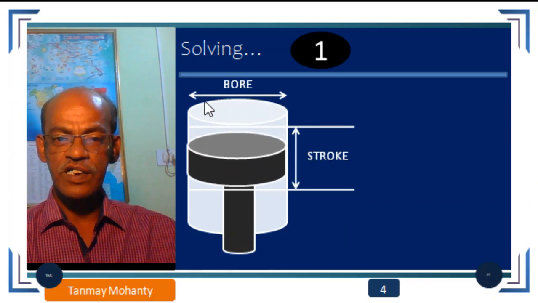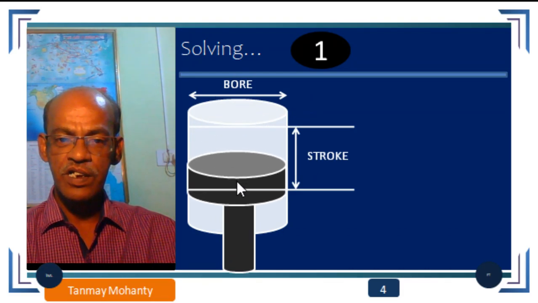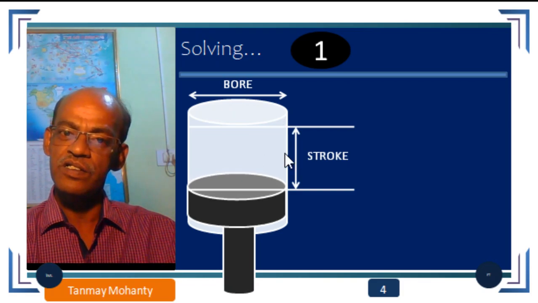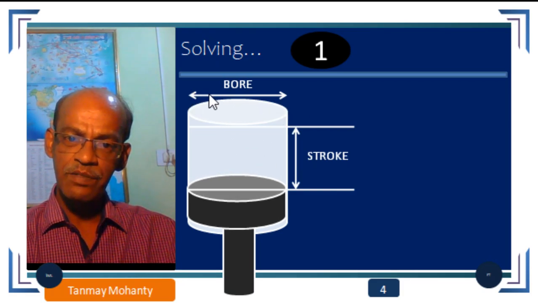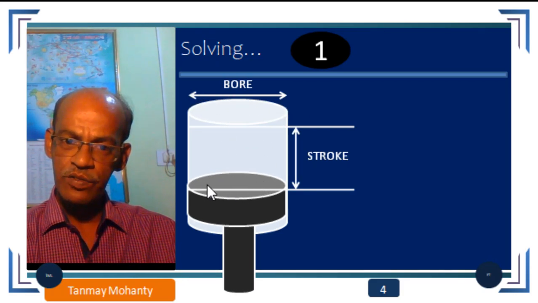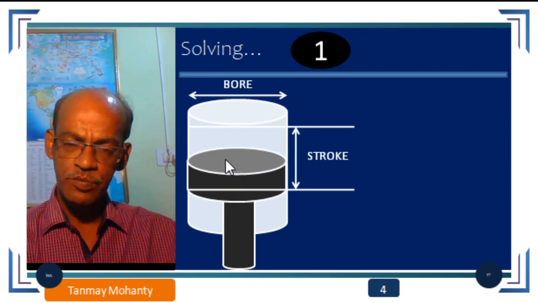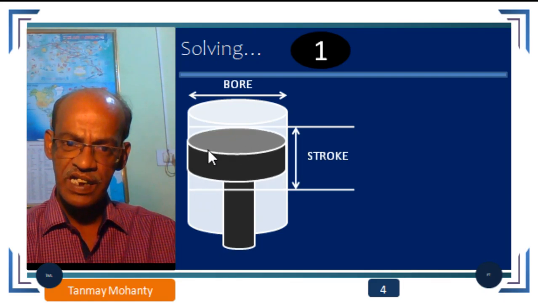Okay. What is bore? The piston is moving inside the cavity of the cylinder. That cavity is called bore. It has got a diameter. This diameter is equivalent to that piston diameter. Or we also call it bore diameter, because for piston and cylinder we assume that there is no gap.